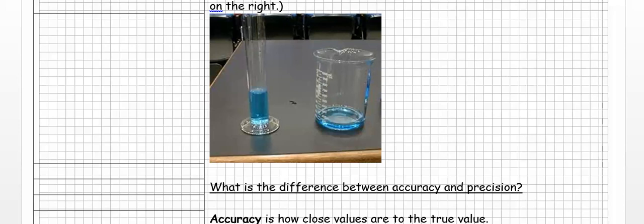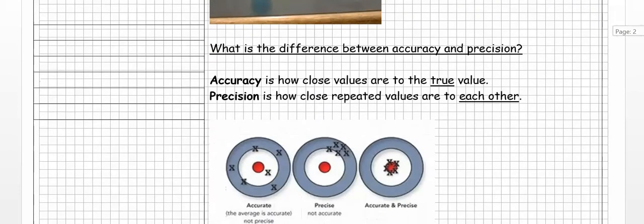So if you have to choose between these two containers for measuring with precision, you're going to want to choose the graduated cylinder. And if you just want to hold liquid, you want to use the beaker. So that's that. Now I want to talk a little bit about the difference between accuracy and precision.